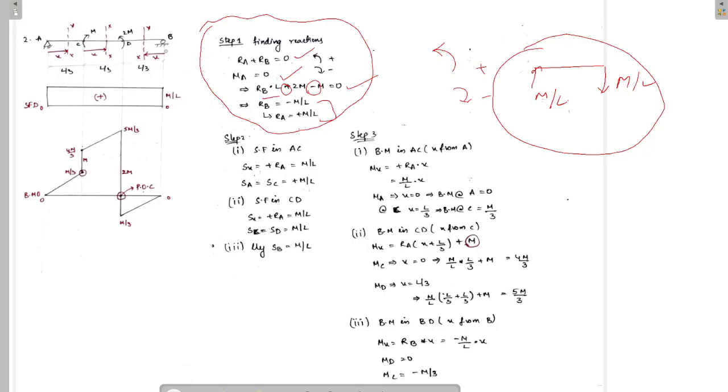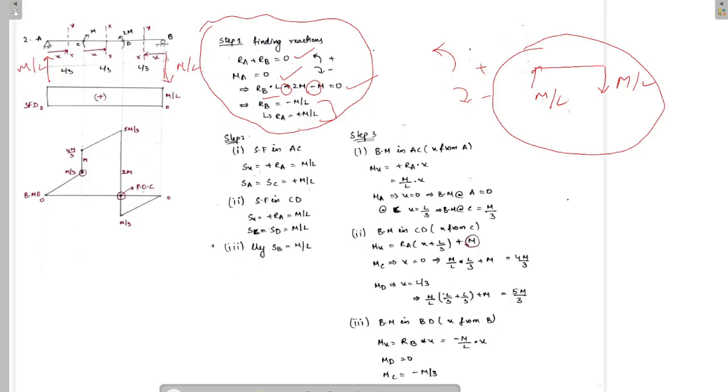This reactive force is in downward direction with magnitude M by L, and this reactive force is in upward direction with magnitude M by L. Now we know that when there is a concentrated load, there will be a jump in shear force. Jump in shear force diagram.